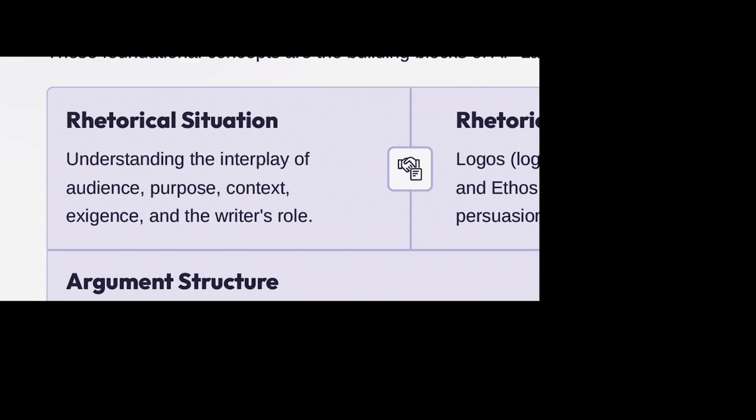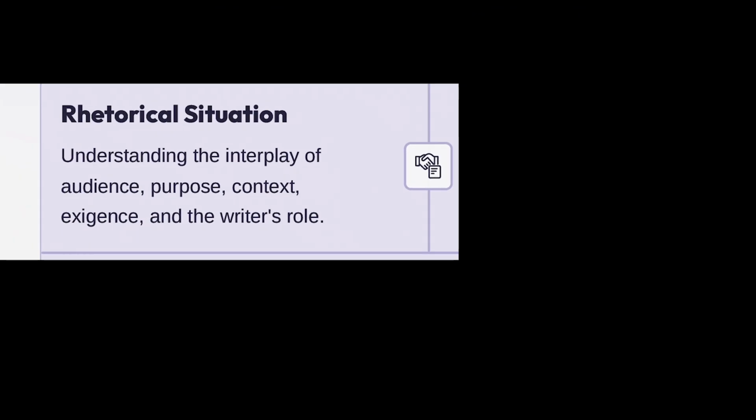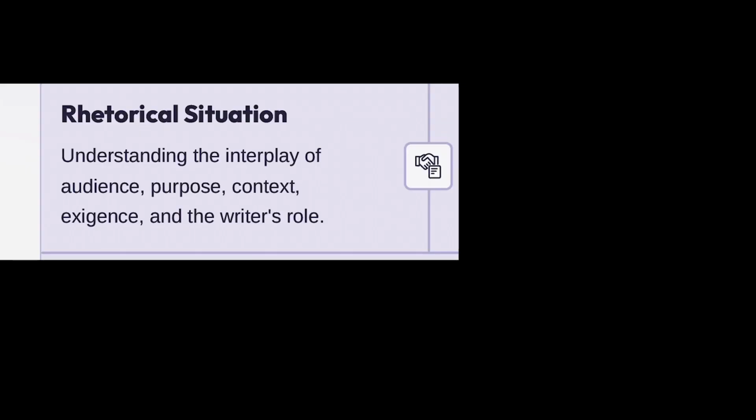So what are some of the essential concepts to master throughout this course? The rhetorical situation is understanding the interplay of audience, purpose, context, exigence, and the writer's role. So as you can see, the rhetorical situation and the context are not the same. The context is part of the rhetorical situation. The rhetorical situation is more than the context. It's the context plus the audience, plus the purpose, plus the exigence, plus the writer's role.